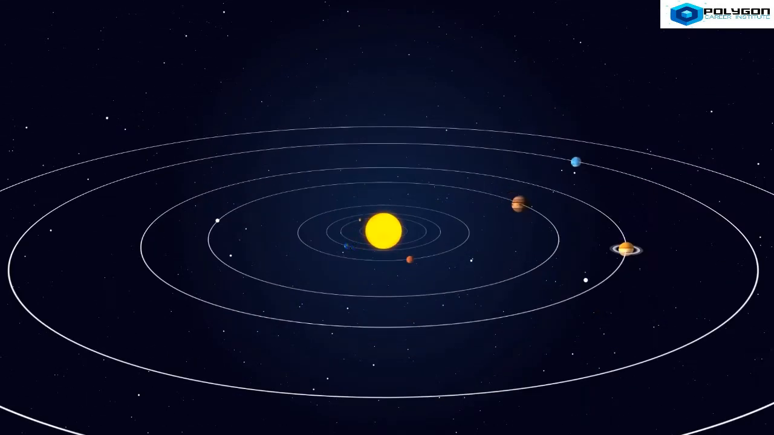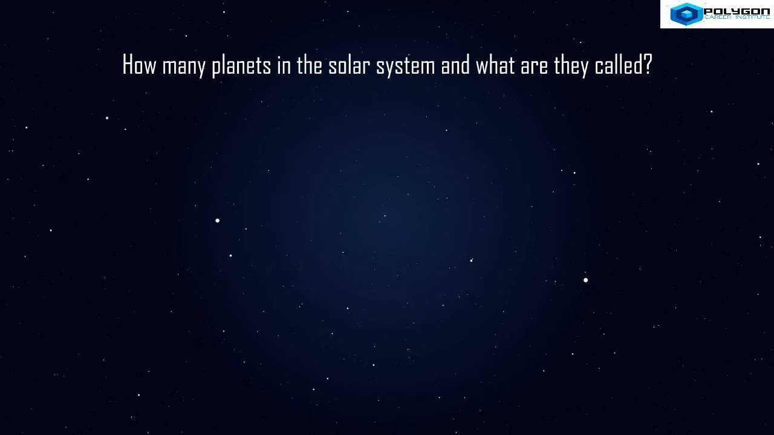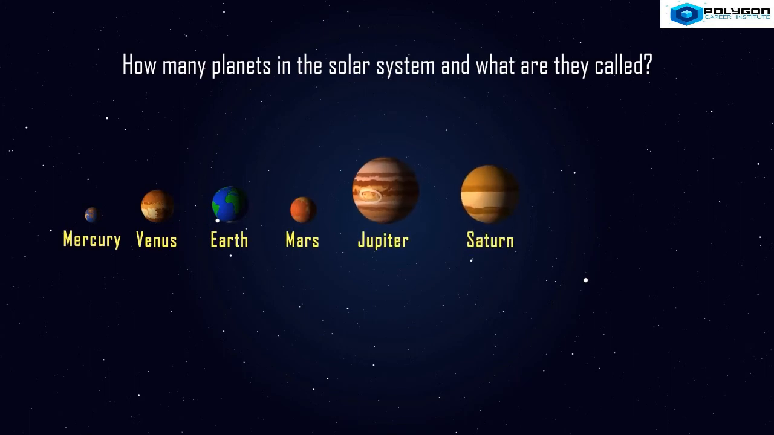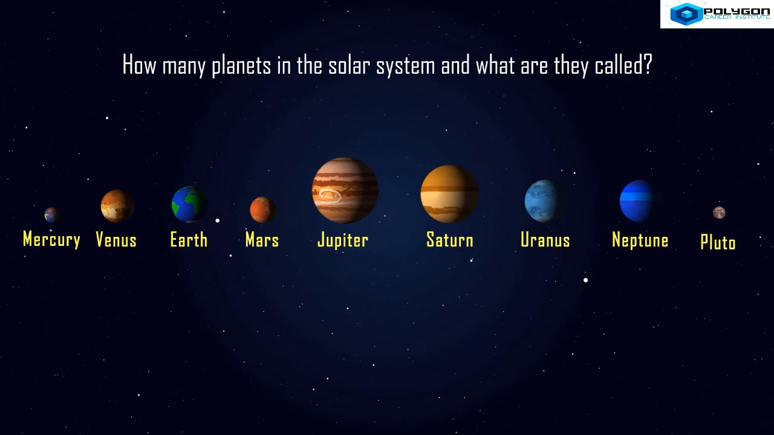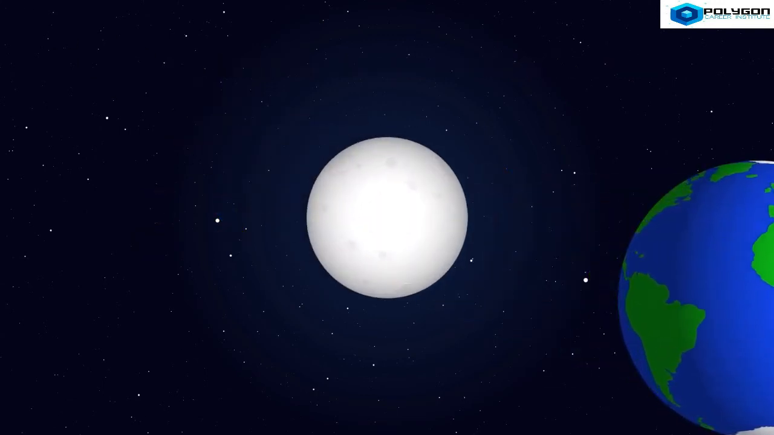Now that we know what planets are and how they are distinguished from other celestial bodies, how many planets are there in the solar system and what are they called? There are officially 8 planets in the solar system: Mercury, Venus, Earth, Mars, Jupiter, Saturn, Uranus, and Neptune. Earlier, kids grew up learning about 9 planets in the solar system. But in 2006, the International Astronomical Union ultimately decided to call Pluto a dwarf planet, reducing the list of real planets to 8.